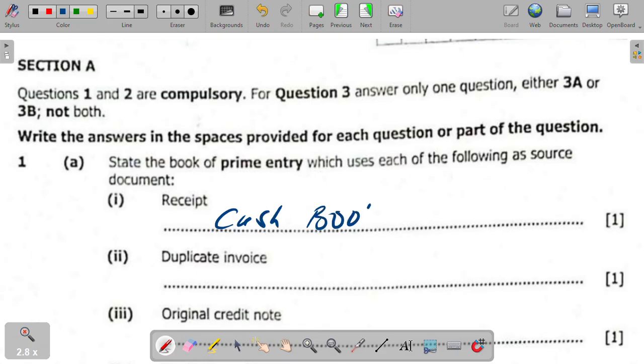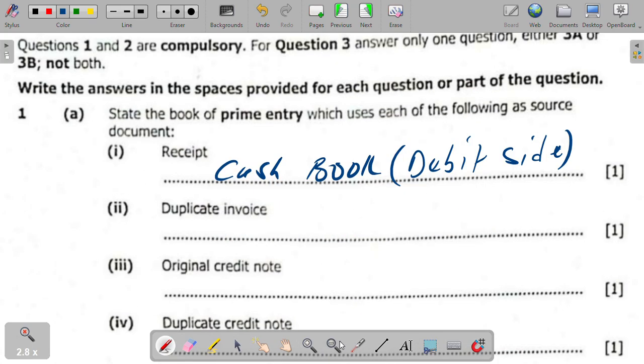cash book. Okay, the cash book, and you record the receipt on the debit side of the cash book. The receipt is issued when money is received. Remember this, all cash received is recorded in the cash book on the debit side because it increases cash. So the examiner will ask you why all the cash received is recorded on the debit side. It is because the cash is increased.